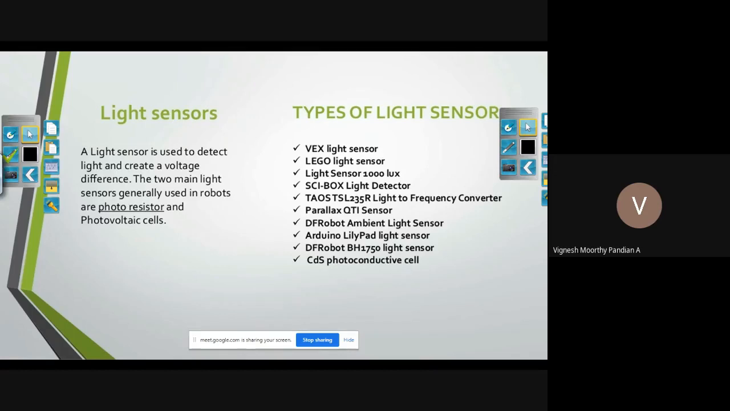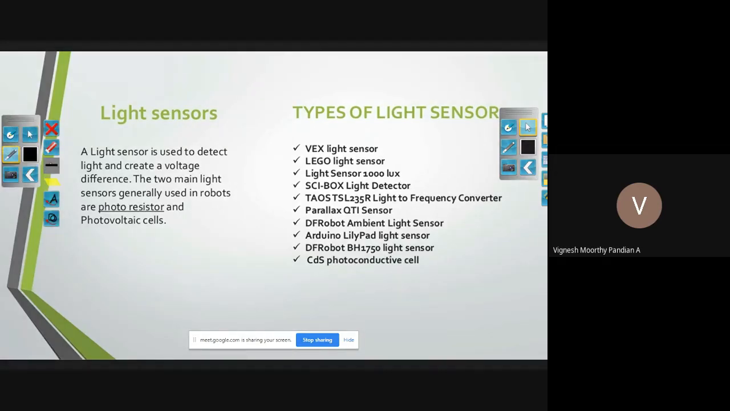First one is the light sensor. A light sensor is a sensor used to detect light and create a voltage difference. The two main types of light sensors used in robots are the photoresistor and photovoltaic cells. These are the two types of light sensors used in robots. Now, these are the different light sensors used in a robot.